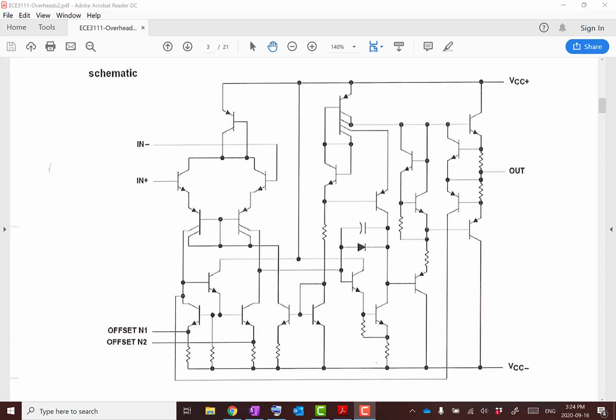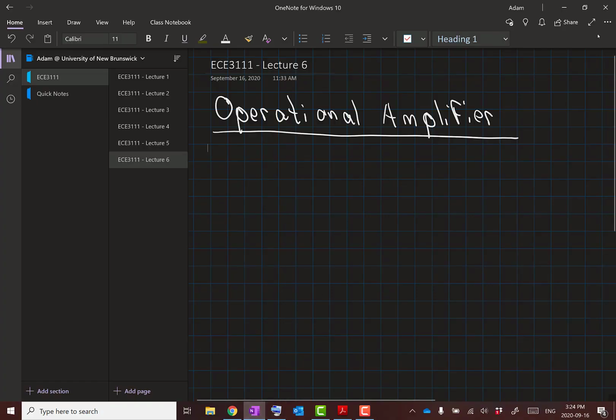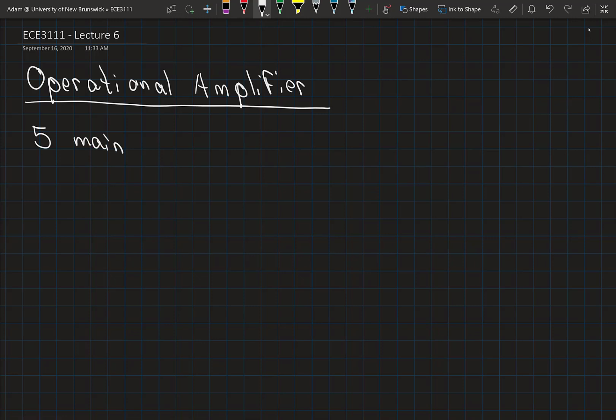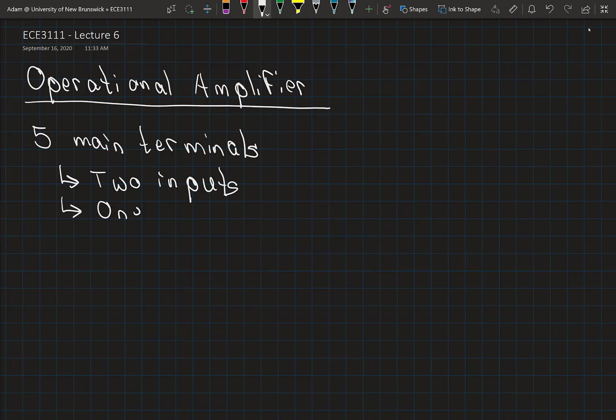Okay, so let's talk about some of the defining characteristics of an operational amplifier, or what we'll generally just abbreviate as op-amp. So an operational amplifier has 5 main terminals, and those terminals consist of 2 inputs, 1 output, and 2 power supply connections.